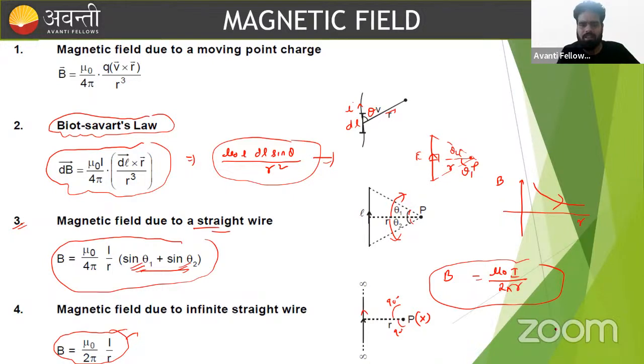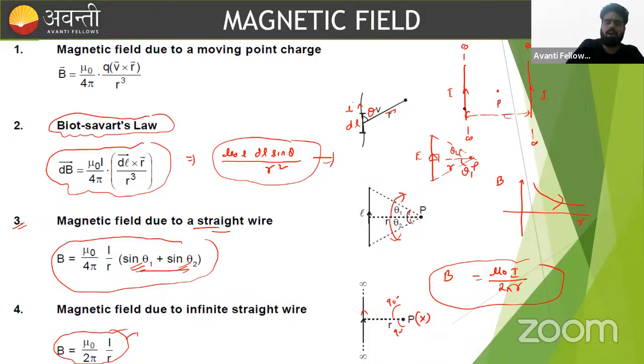If you want an application of this type of formula, yes sir. Suppose this is an infinite wire having current I, and this is again an infinite wire having current I. What is the magnetic field at the midpoint, the exact midpoint between the two wires? How can we find it out?